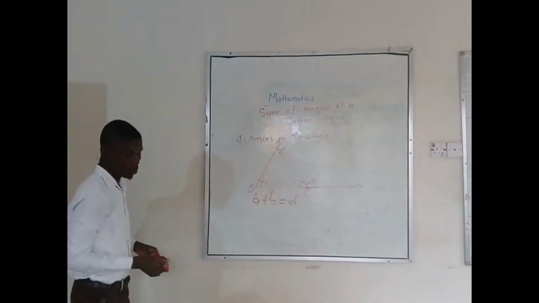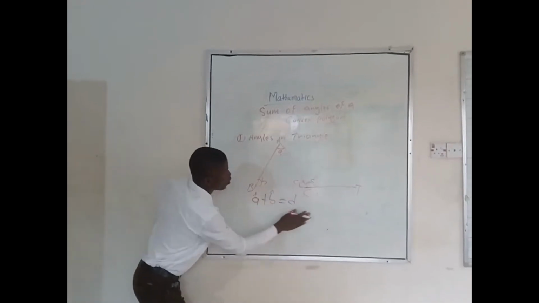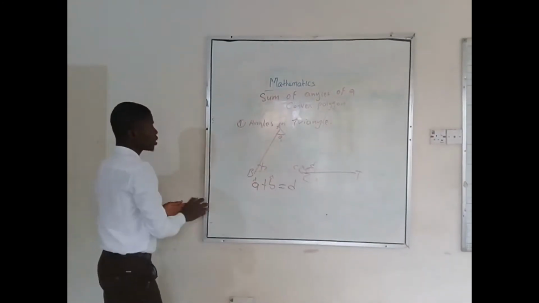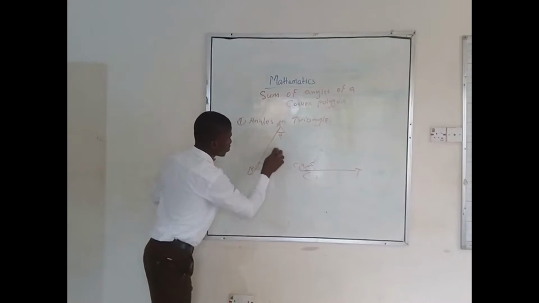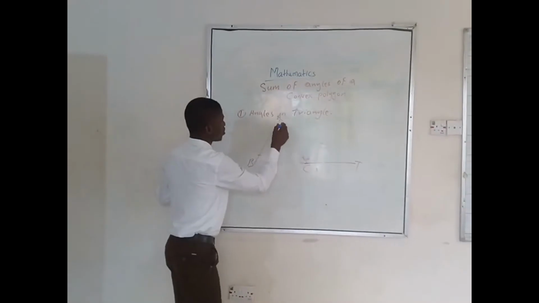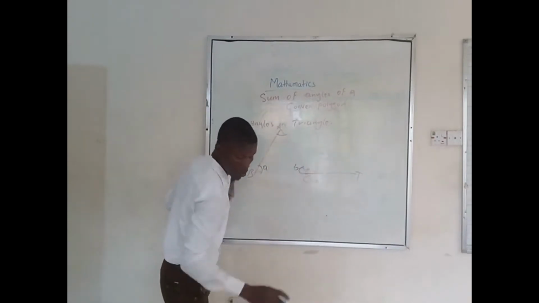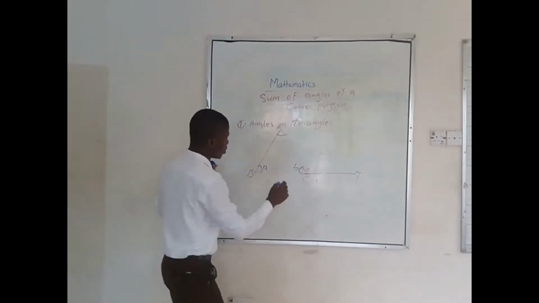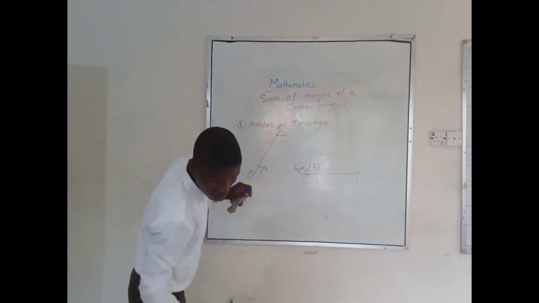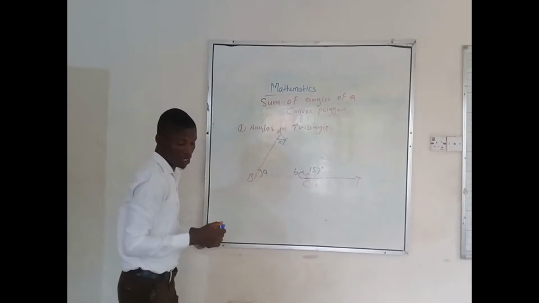So let's solve one or two examples, then we call it a day. Example 1. Here is A, here is B, here is 157, and here is 103.